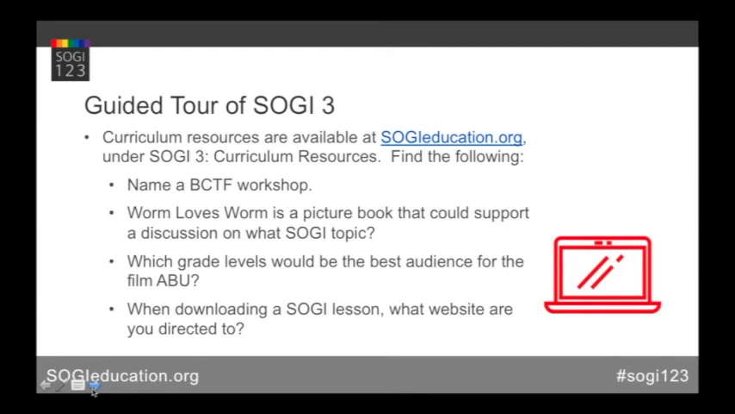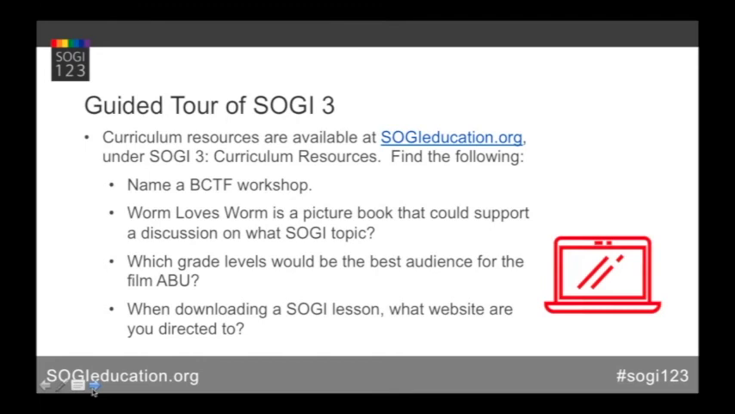So SOGI 123, the one page, SOGI 1 is policy, 2 is inclusive environments, and 3 is curriculum. On the curriculum page, you're going to find a lot of resources to support work in classrooms and school-wide. So we have BCTF workshops that are listed. They are free, by the way, and great workshops. There's 4 of those with one parent workshop. You just need a member, once again, to request those, and I think a minimum of 10 people have to be there. And then some other resources.